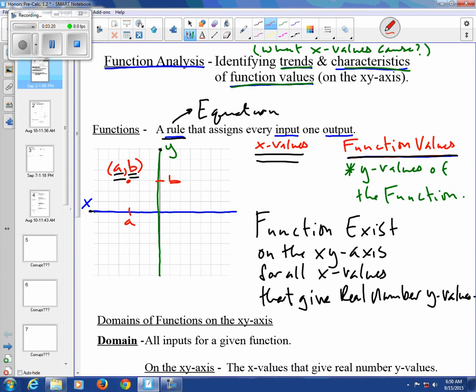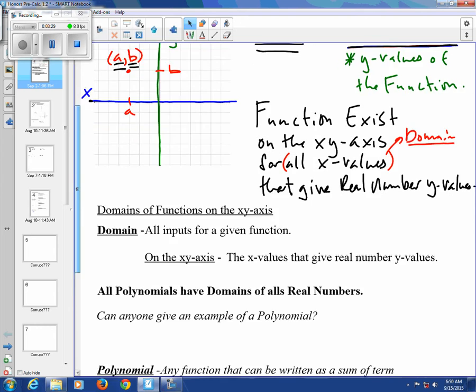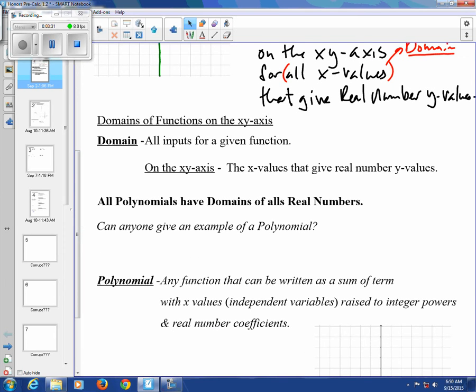We call these x values the domain of the function. So when we're talking about domain, we're saying a domain is all inputs. We might say valid inputs, right? Inputs that the function is able to process to give us outputs for. In general, we say that the domain is all the inputs for a given function. On the xy axis, of course, we're talking about the x values that give real number y values, as we stated above.